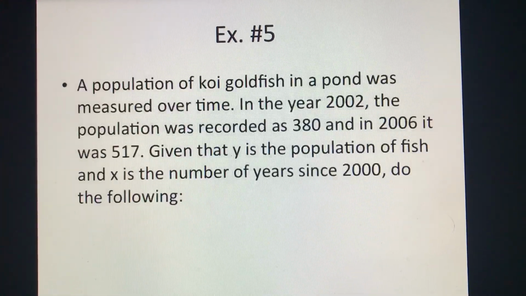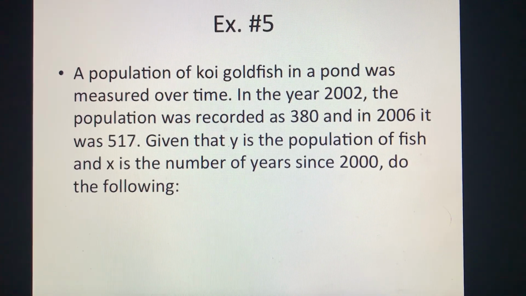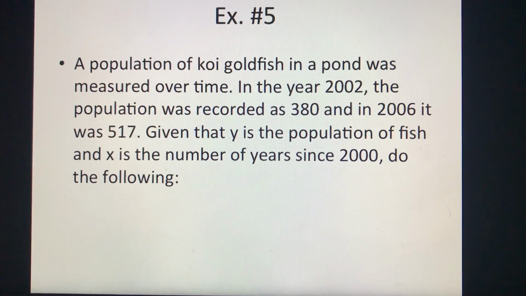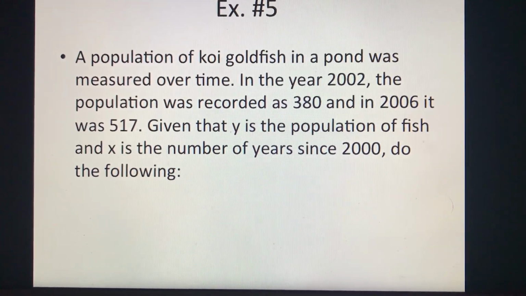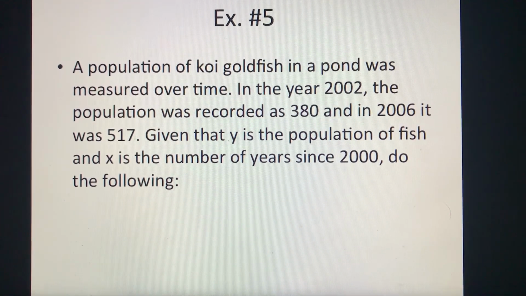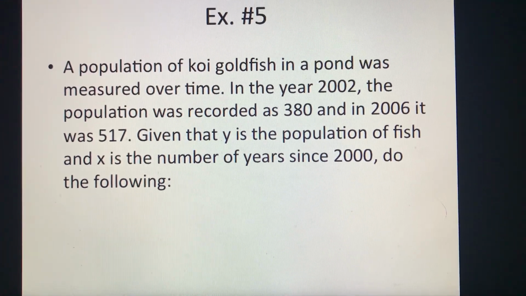This is a 3-part example. You can choose to pause the video and do it on your own as the questions appear, or you can stay with me and I'll explain it either way. A population of koi goldfish in a pond was measured over time. In the year 2002, the population was recorded as 380, and in 2006, it was 517. Given that y is the population of fish, and x is the number of years since 2000, do the following.